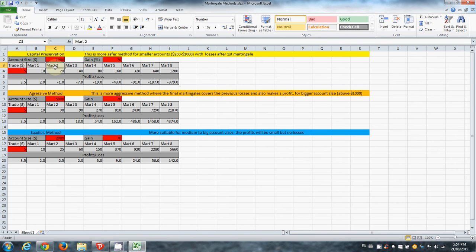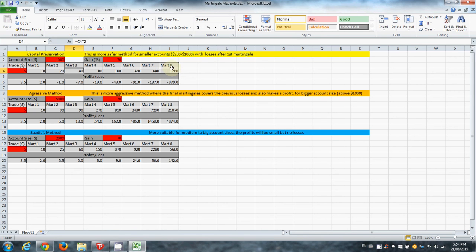Now your second martingale would be doubling your first martingale trade size, which is 10, and you will end up with a $20 trade. Here you'll make a small loss of $1, but again you'll make back the $15 that you lost in your first two trades. The third martingale will again double up your second martingale. You will have a loss of $7, but you make up for your $35 loss, and so on and so forth. For example's sake, I have stopped at 8 martingales.